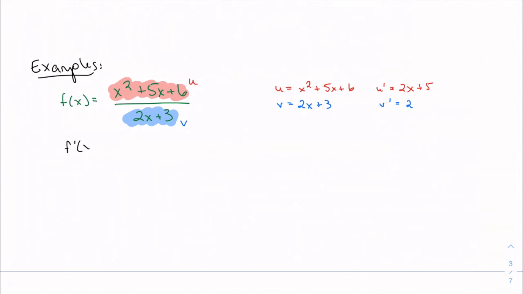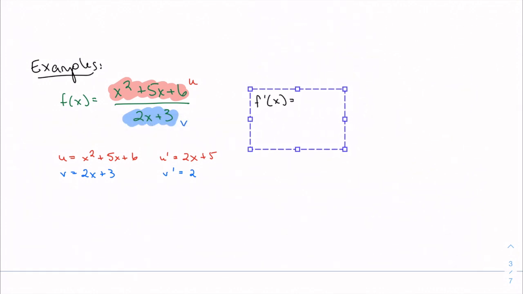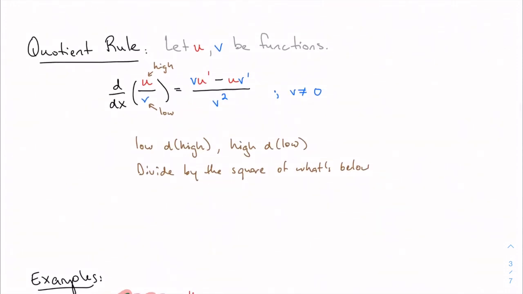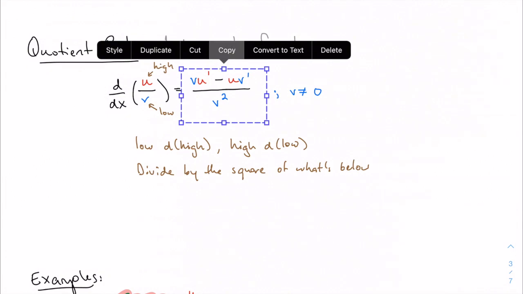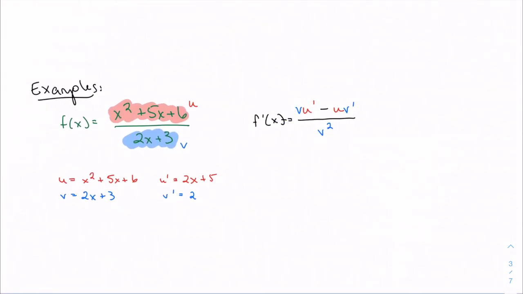As always, kind of starting in general. Actually, maybe I'll shuffle things around here so I have some space. So I'll do my side work below instead. I'll just copy it over for the sake of time, for the sake of not having to watch me rewrite this again. I've got my formula, right? Low d high, high d low, divide by the square of what's below.